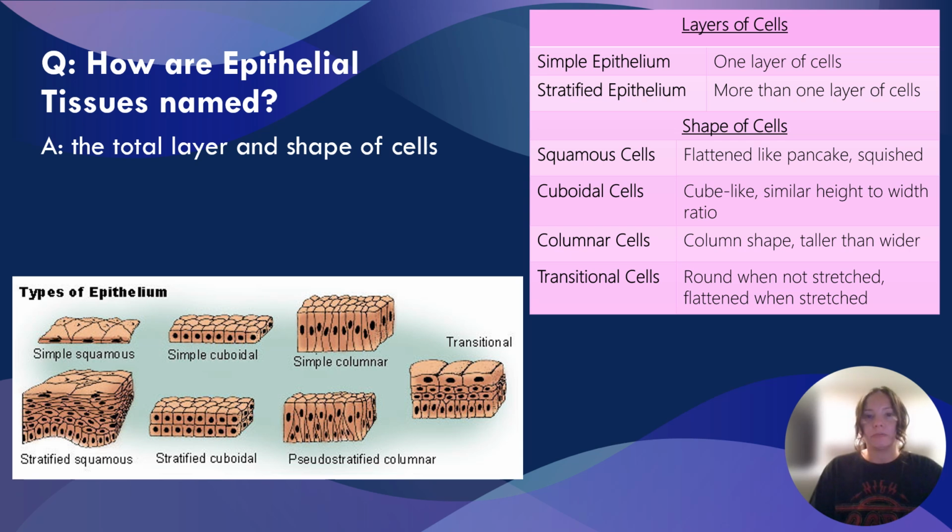Going on to the shape of the cell, you have the squamous cells, which are flattened like a pancake. I like to think of them as squished. Then you have cuboidal cells, which are cube-like, similar in height and width ratio. You have columnar cells, which are column-shaped, taller than they are wider. And then you have transitional cells, which are round when not stretched and flattened when they are stretched. And you can see this on the left side, the bottom left. There's an example of each type of cells within the epithelium.